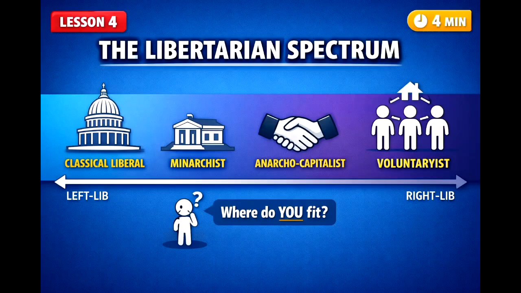Here's what's important to understand. These aren't enemies. These are debates within the same family of ideas. A minarchist and an anarcho-capitalist both oppose the drug war, the surveillance state, foreign interventionism, and excessive taxation. They just disagree on whether we need a night watchman state or can go fully voluntary. A right-libertarian and a left-libertarian both want free markets and oppose government control. They just emphasize different concerns.